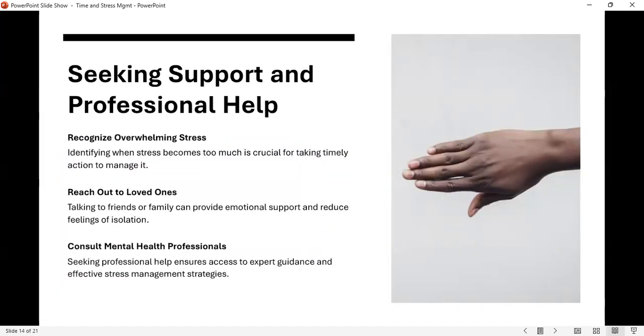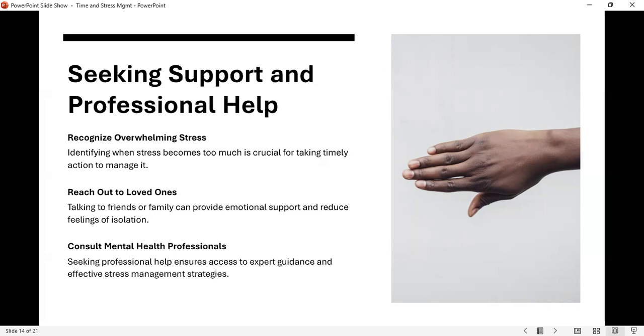Again, recognizing that overwhelming stress. When are things becoming too much? When am I becoming too emotional? When am I not handling things as well as I think I could? We have to identify it sooner so we can take action to manage it.